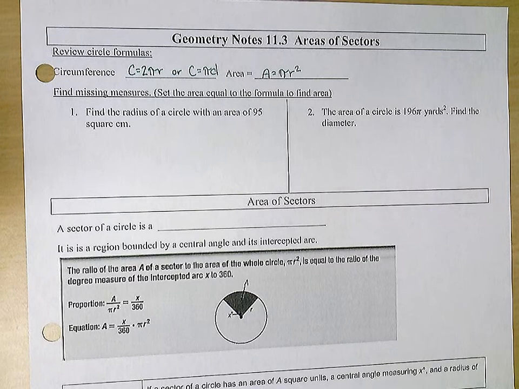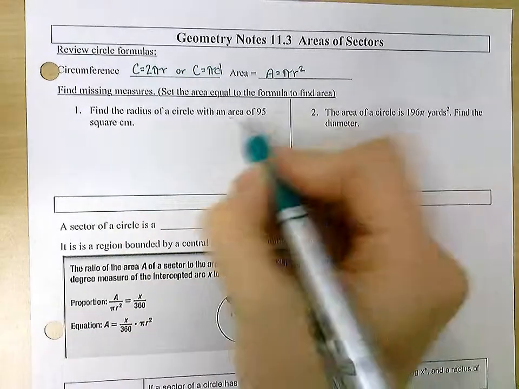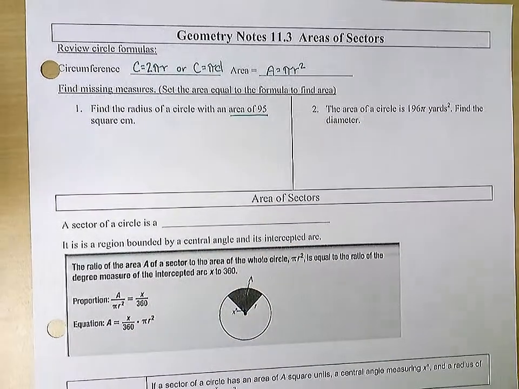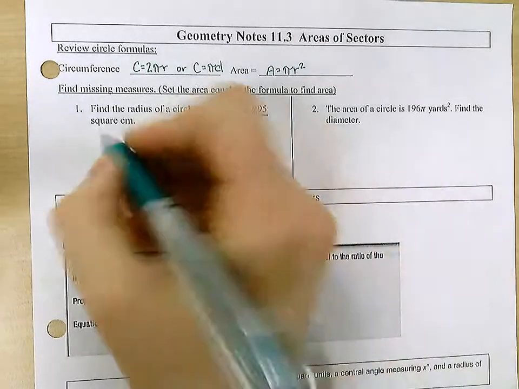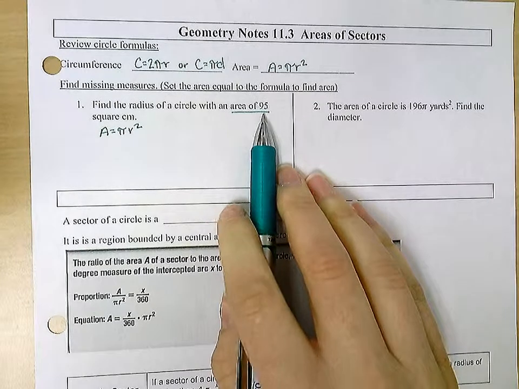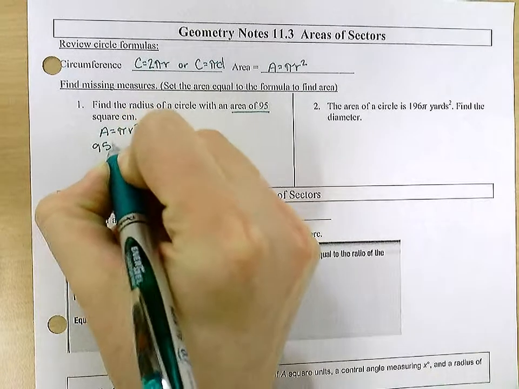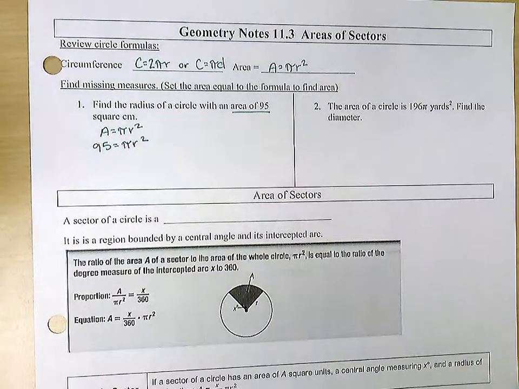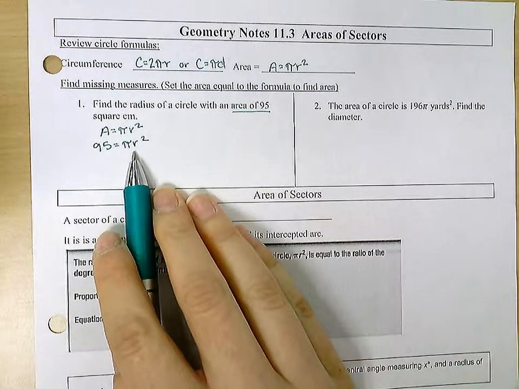So we are going to look at 2 examples using the area formula, where we want to find the missing measures. In number 1, we want to find the radius of a circle with an area of 95 square centimeters. Since we're given the area, we should use the formula pi r squared. I plug in 95 for A, the area, and solve for the radius, so r should stay your variable.